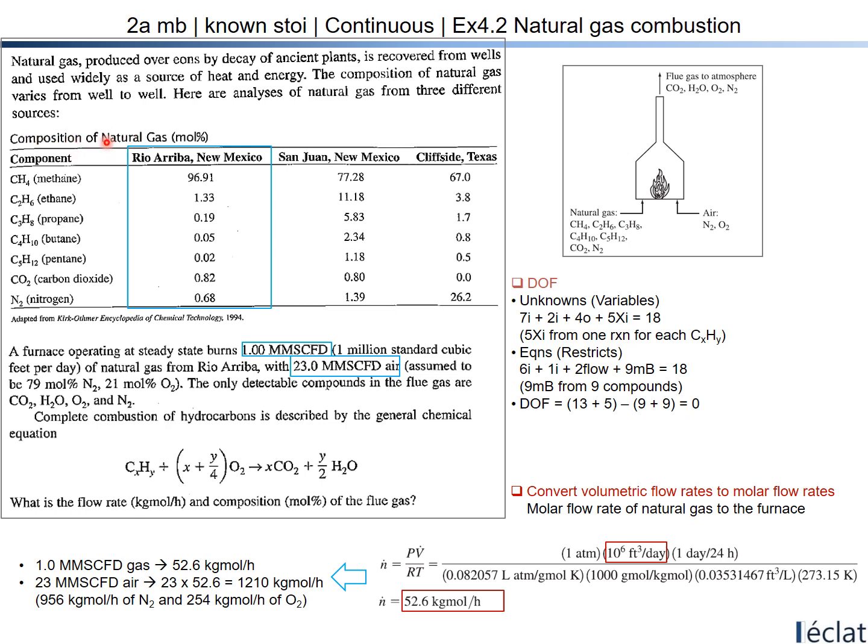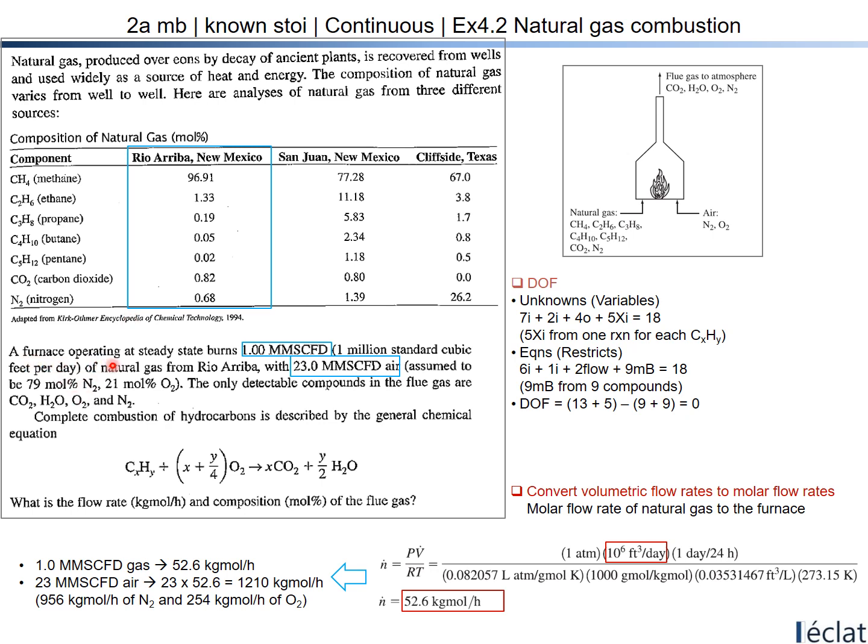Natural gas has methane, ethane, propane, butane, and pentane. Those five compounds are alkanes, plus some carbon dioxide and nitrogen. We know the compositions of natural gas for three different sources. In this example, we'd like to use the first source of natural gas.